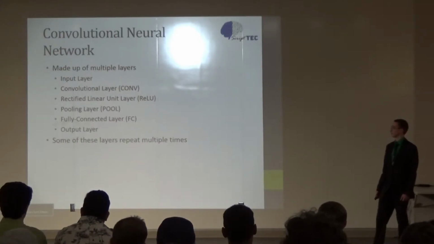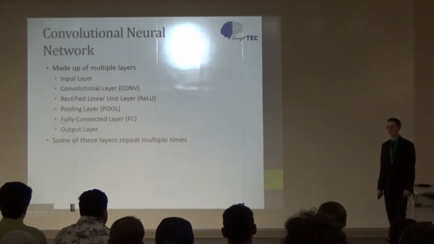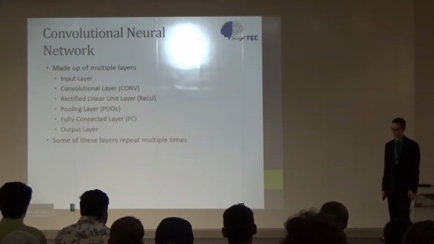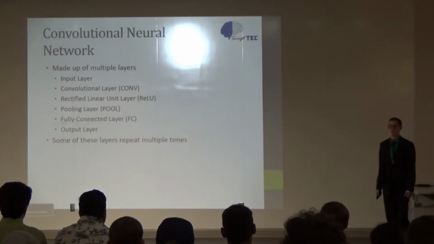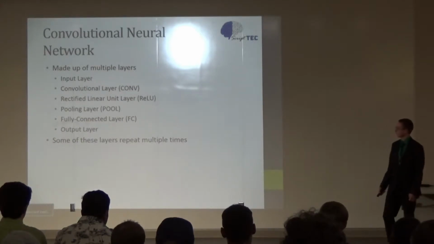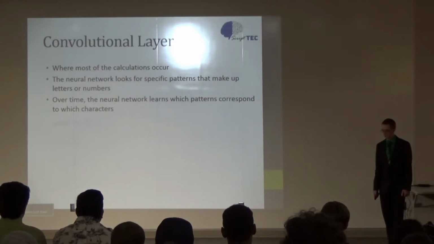And for my project, I used a convolutional neural network, which is a type of neural network made up of a bunch of different layers that all serve a unique purpose. The input layer is simply the image you'll be processing. In my case, this is a picture of a letter or a digit. After the input layer, the first layer is the convolutional layer. This is where most of the calculations occur.